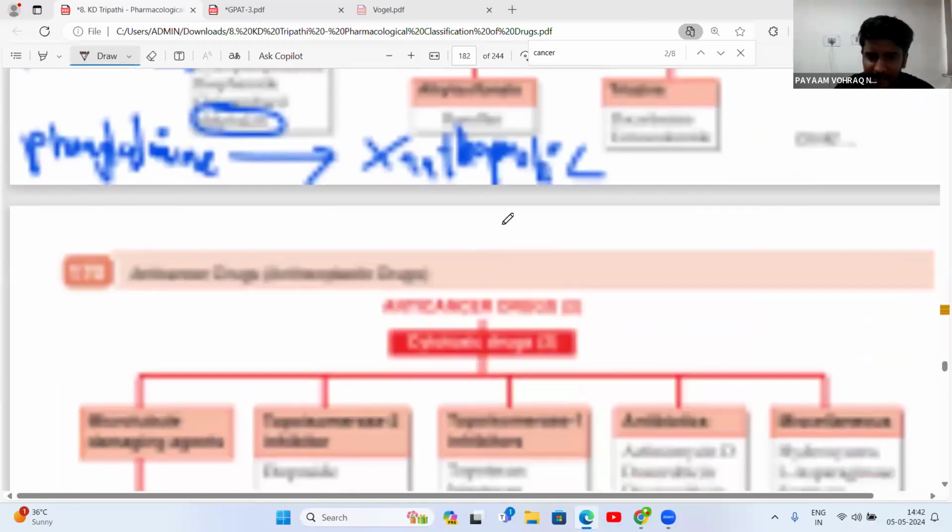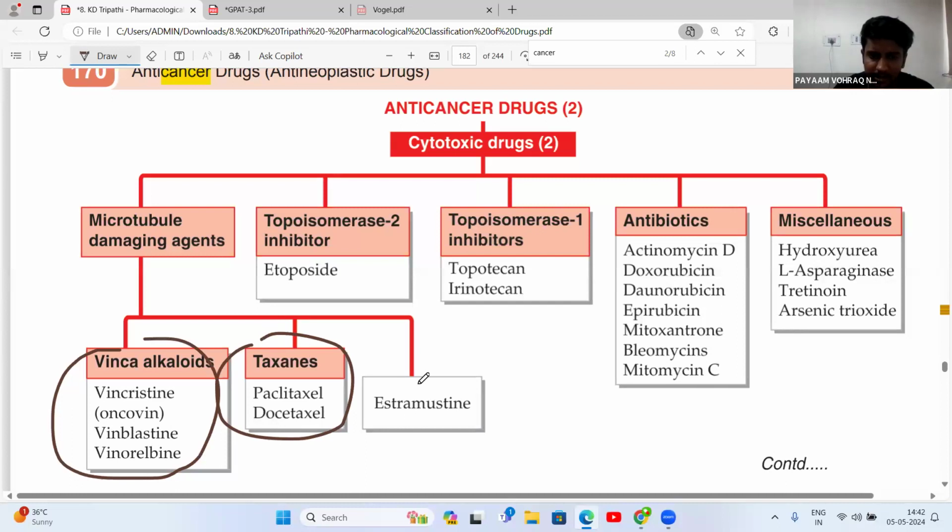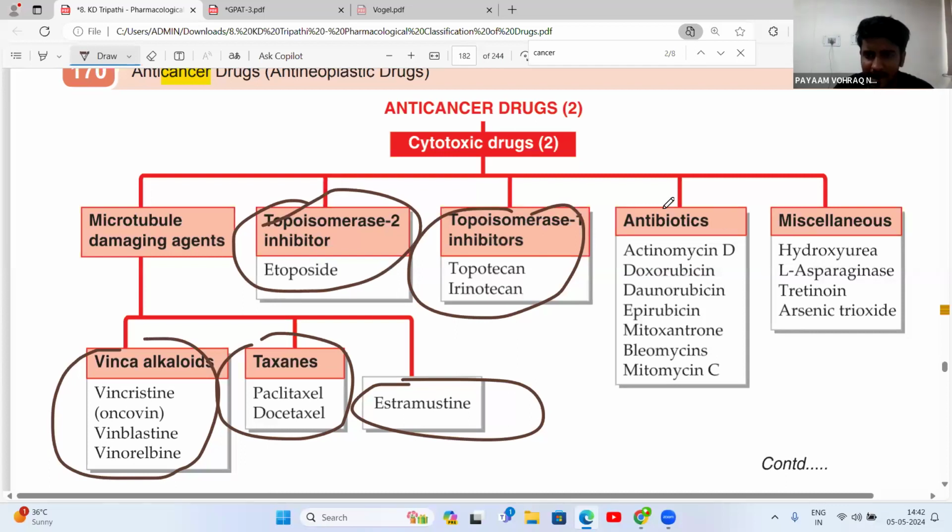So next we have anti-cancer drugs again, but other categories that act through cytotoxicity on the cells. We have vincristine, vinblastine, vinorelbine, paclitaxel, docetaxel, estramustine, topotecan, irinotecan (topoisomerase 1), etoposide (topoisomerase 2), and antibiotics like actinomycin D, doxorubicin, daunorubicin. Which one is longer acting amongst doxo and dauno? And which one has the extra hydroxyl group?